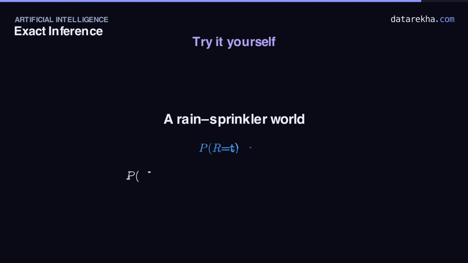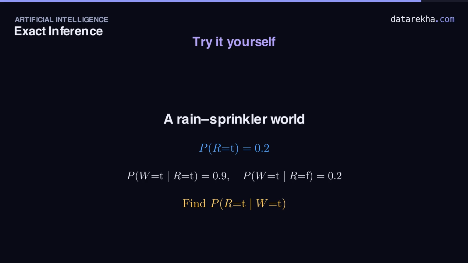Your turn. Rain, R, makes the grass wet, W. Rain has a 1 in 5 prior. If it rains, the grass is wet 9 times in 10. Without rain, 2 in 10, a sprinkler say. You walk out, the grass is wet. Pause and find the probability it rained.